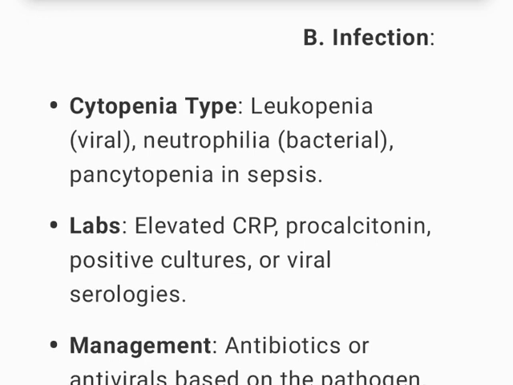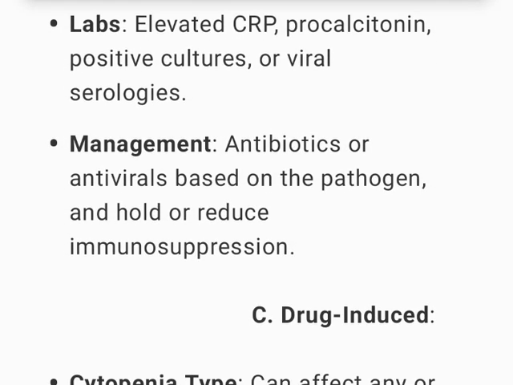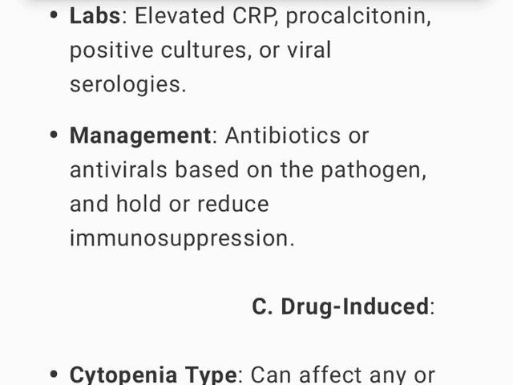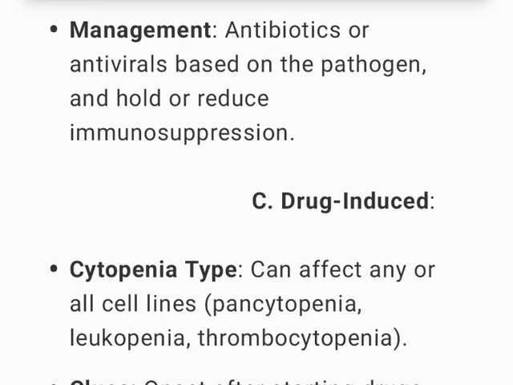B. Infection. Cytopenia type: leukopenia in viral infection, neutrophilia in bacterial infection, pancytopenia and sepsis. Labs: elevated CRP, procalcitonin, positive cultures, or viral serologies. Management: antibiotics or antivirals based on the pathogen, and hold or reduce immunosuppression.